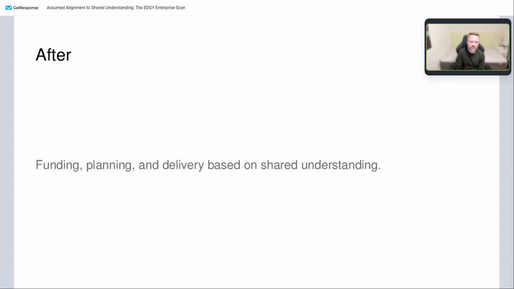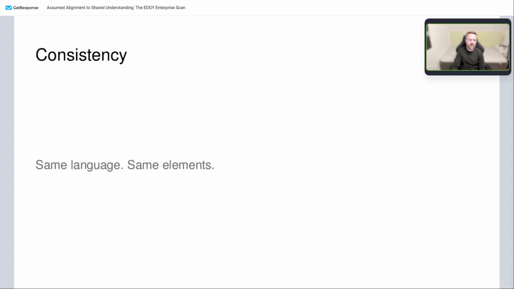So after it, we can actually start making decisions about funding, planning, and delivery based on a shared understanding, so that we can better understand everything, the holistic aspect of it. We have a better understanding, not only me, but we have a common understanding about what we're going to do and why we're going to do it. And in that, another aspect of that is the consistency.